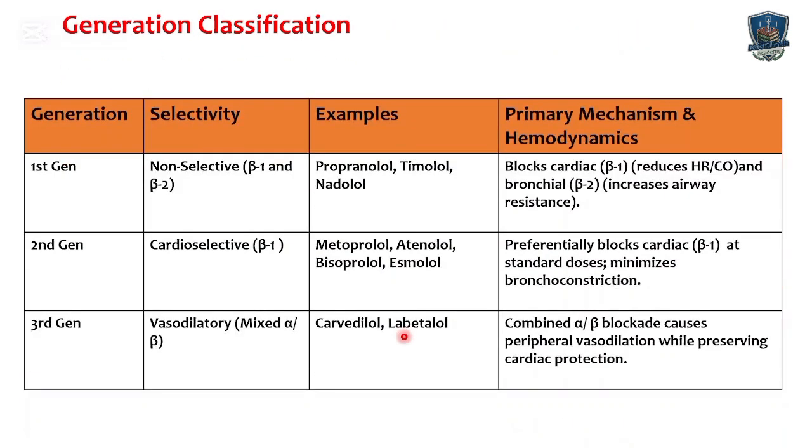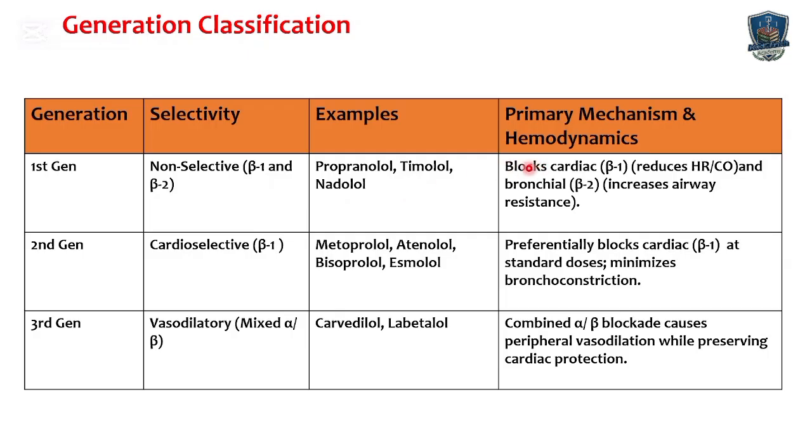Now let's look at the classification of these drugs. So beta 1 blockers, we have got 3 generations. We've got the first gen, second gen, and third gen. The first gen, we also call them the non-selective ones. Now this one, they just work on any beta receptor. They work on both beta 1 and beta 2. Remember, beta 2 receptors are very crucial when it comes to bronchodilation, and when you block beta 2, you'll be causing bronchoconstriction. So beta 1 are found in the heart, beta 2 are found on the bronchial airway. Examples of these drugs are propranolol, timolol, and nadolol.